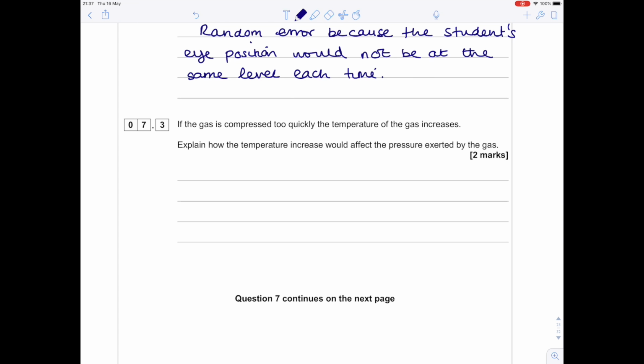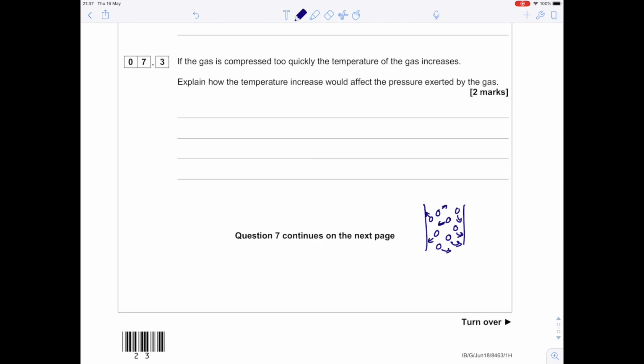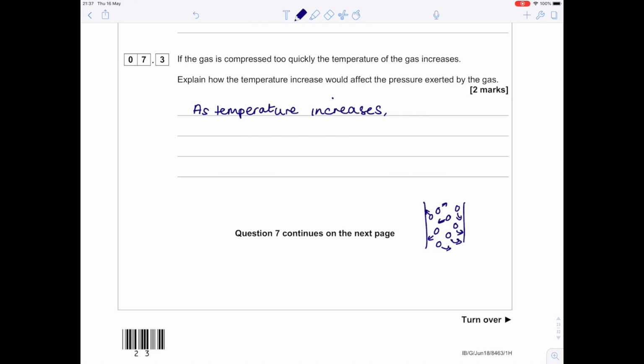If the gas is compressed too quickly, the temperature of the gas increases. Explain how the temperature increase would affect the pressure exerted by the gas. So effectively, these gas particles gain kinetic energy, which means they collide with the walls of the container with greater force and generate higher pressure. So as temperature increases, the pressure increases, because the gas particles gain kinetic energy.